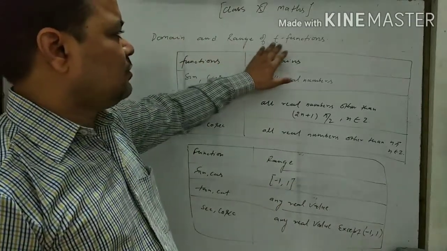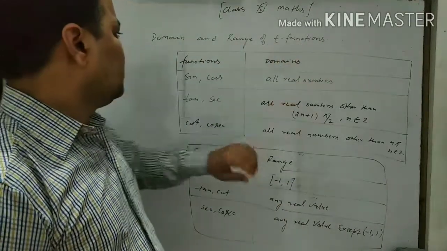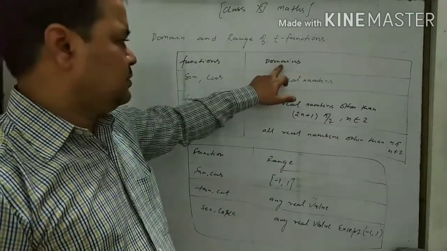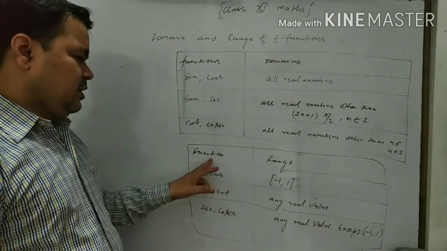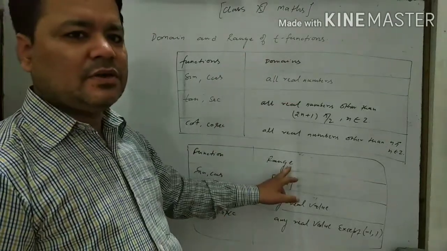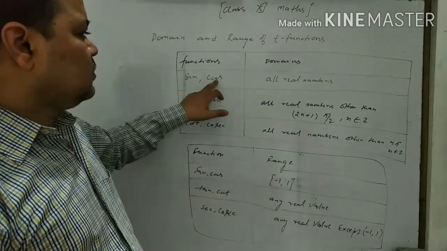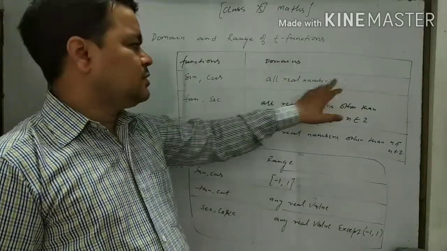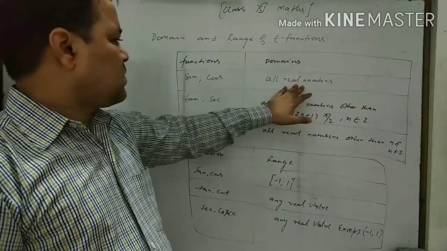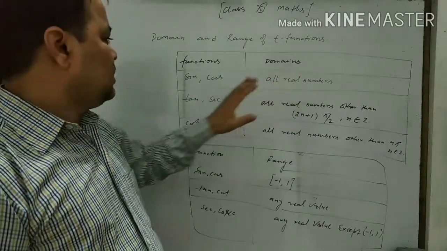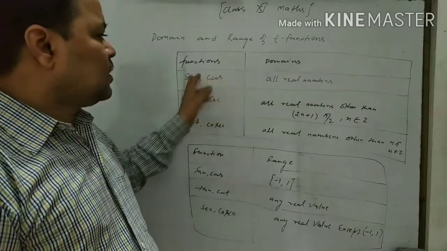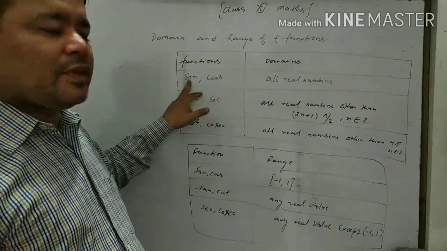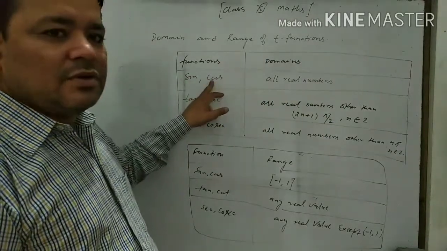Domain and range of trigonometric functions. Here we are writing the functions and then their domain, and simultaneously the function and its range. Sine and cosine functions: their domain is all real numbers. It means whatever value we take for x, like sine x, we get some value of sine and cos also.